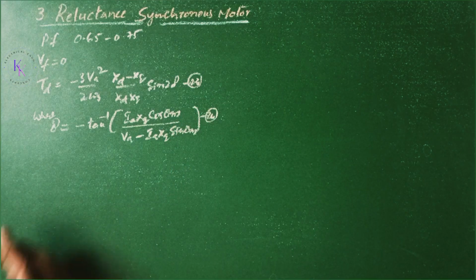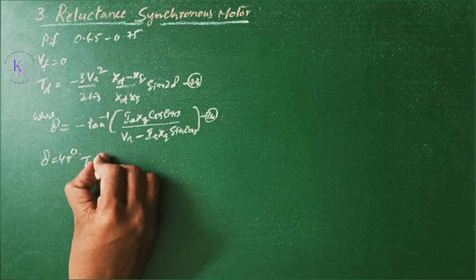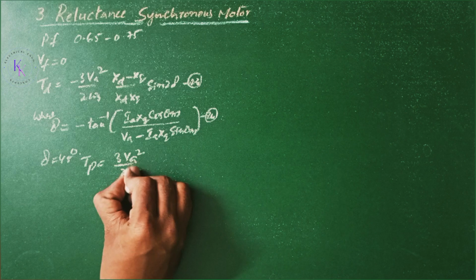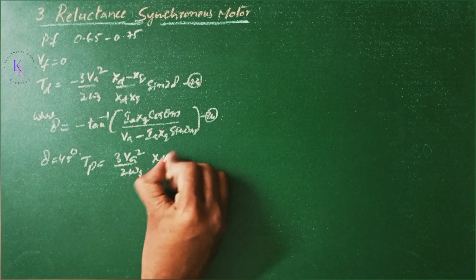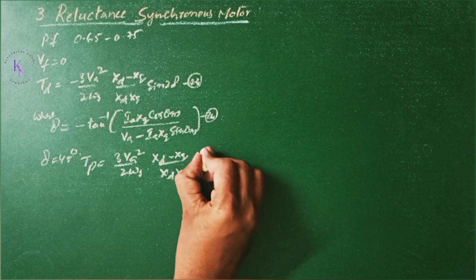The pull-out torque for delta equal to 45 degrees will be maximum, that is Tp equals 3 Va square divided by 2 omega s, times (xd minus xq) divided by xd xq, let it be 25.